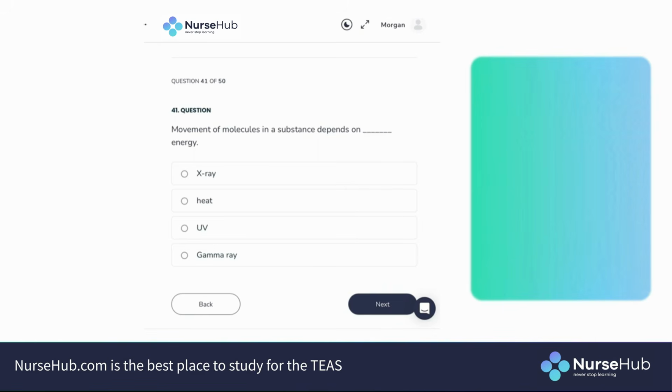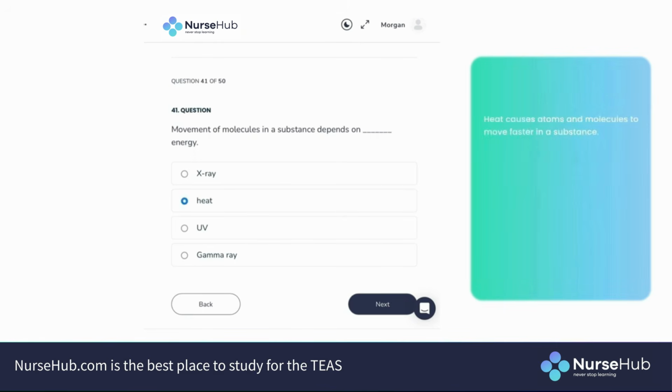All right. Question 41 is a fill in the blank. It says movement of molecules in a substance depends on blank energy. Is it X-ray energy, heat energy, UV energy, or gamma ray energy? The correct answer here is heat.